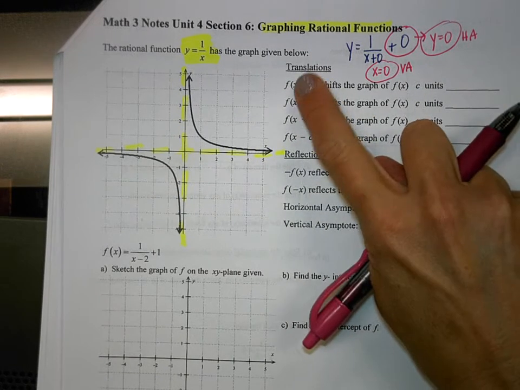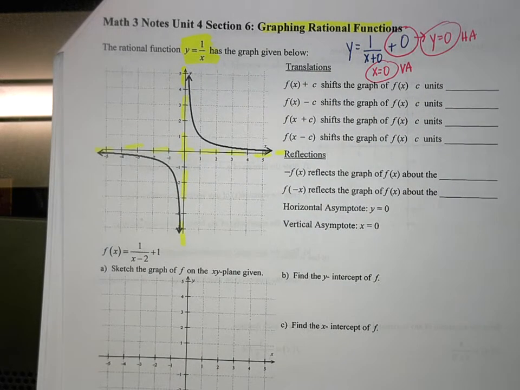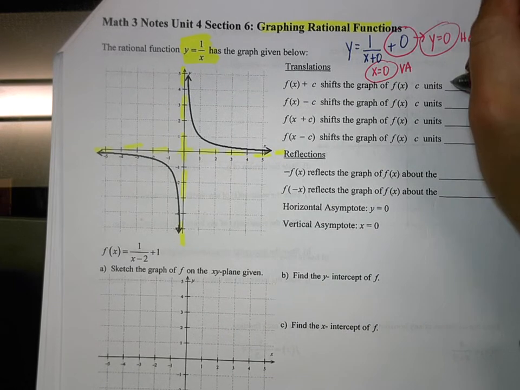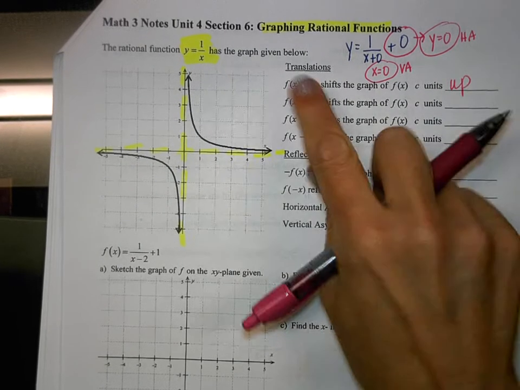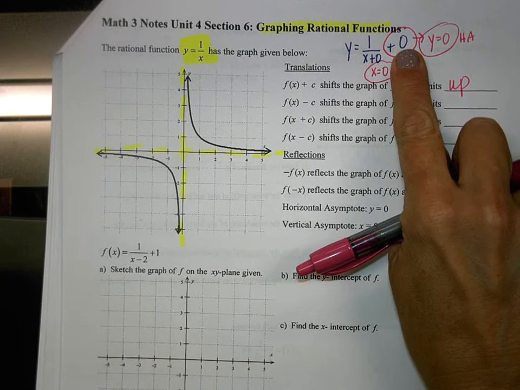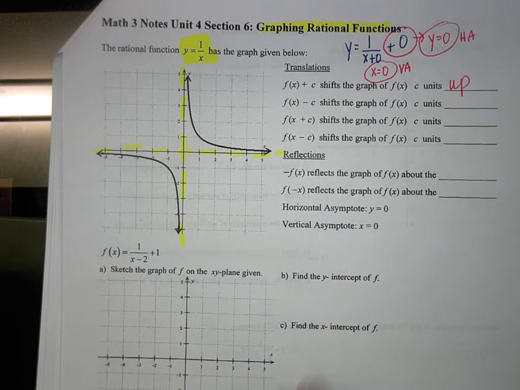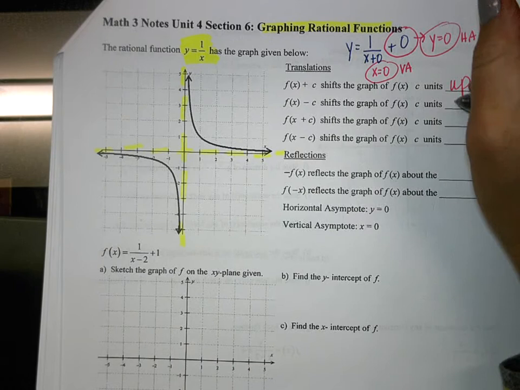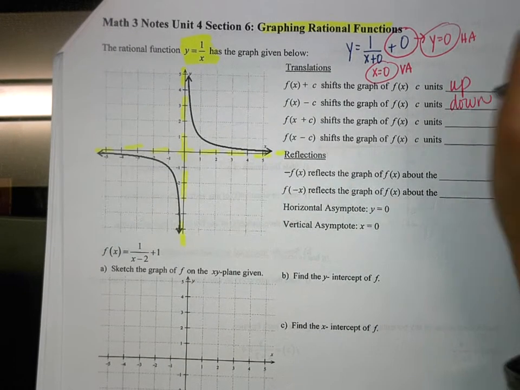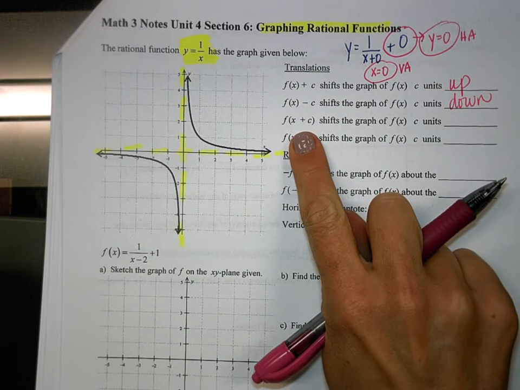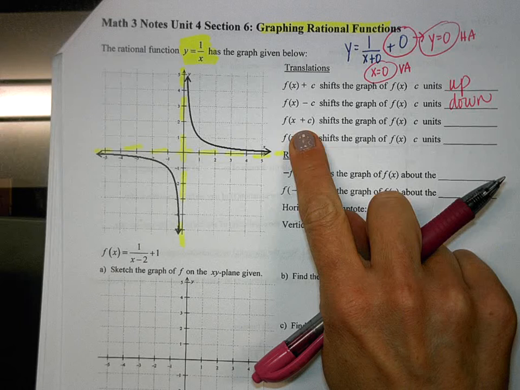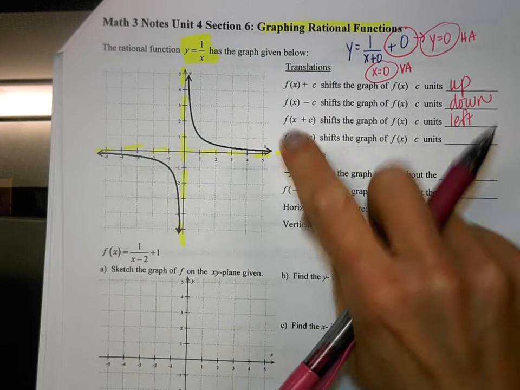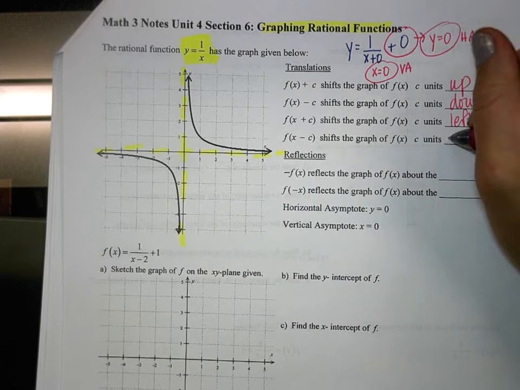Remember that when you're adding something at the end, it is shifting it or translating it which direction? Up. So the adding value at the end is dealing here with your y, so it's going to move it up, or if it's subtracting, it's going to move it down. When it has x plus c, that means it's going to go which way? Left. Very good. And minus c would go right.